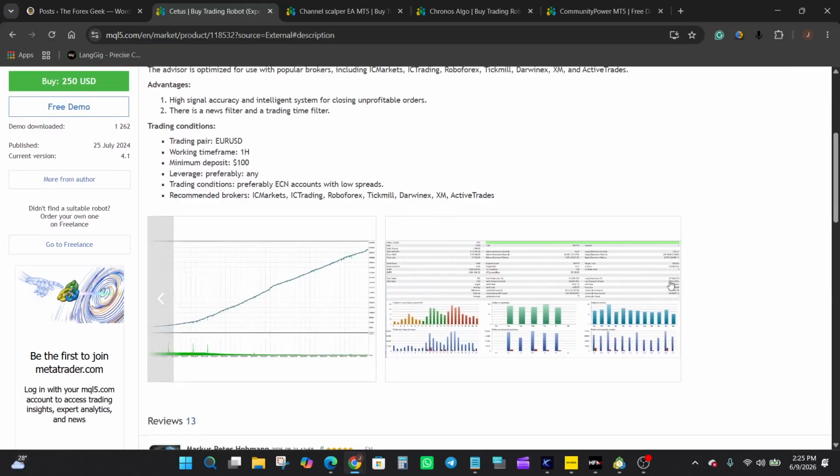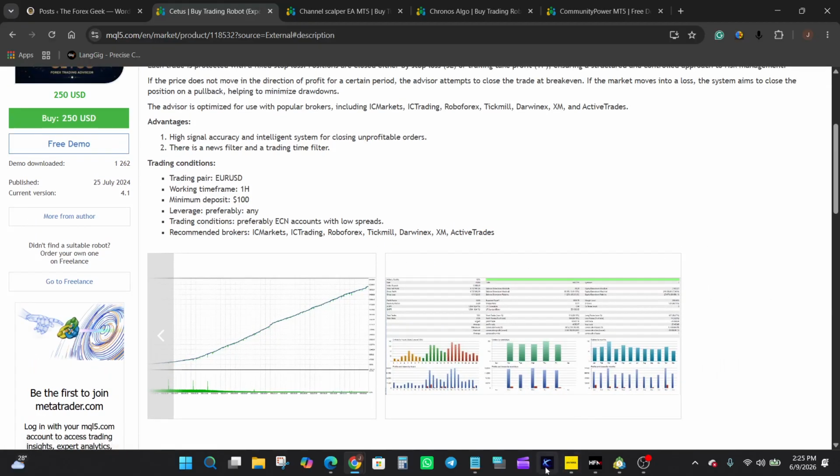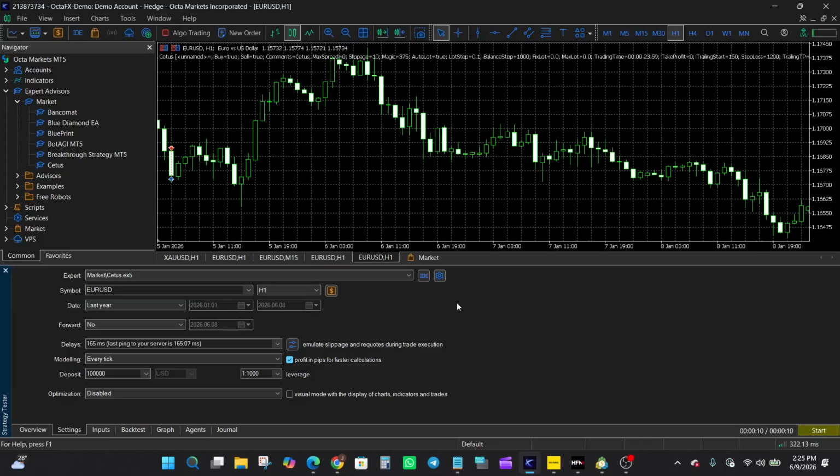So let us now head over to our strategy tester to also see how the EA performed over the past 5 months. As we can see, I'm testing the Cetus EA on Euro USD on the H1 time frame, and I am running the test over the past 5 months from the beginning of this year, 1st January 2026 till date. And as for the delays, we are using the last ping to the server. We are using every tick modeling.